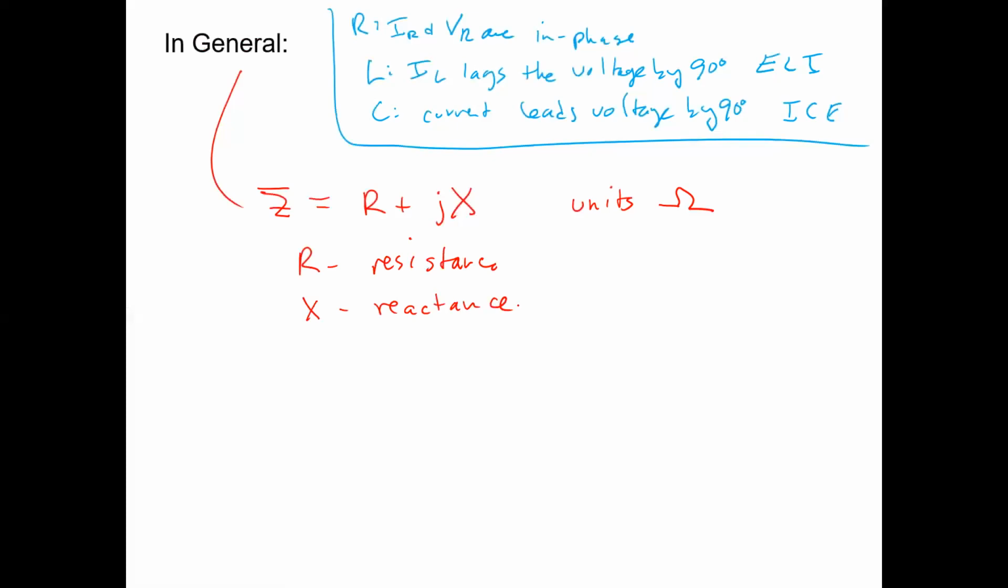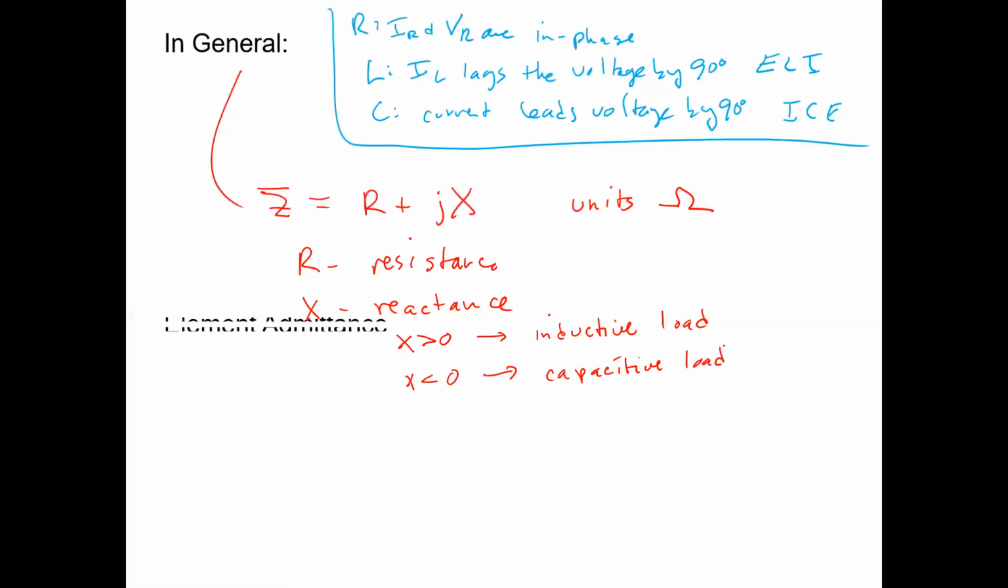And if X is greater than 0, that means it is inductive. If X is less than 0, that means it is a capacitive load. It looks like an inductor, it looks like a capacitor. And then we have these other things. Oops, I ran out of room here. The element admittance is... so this is our thing called impedance.